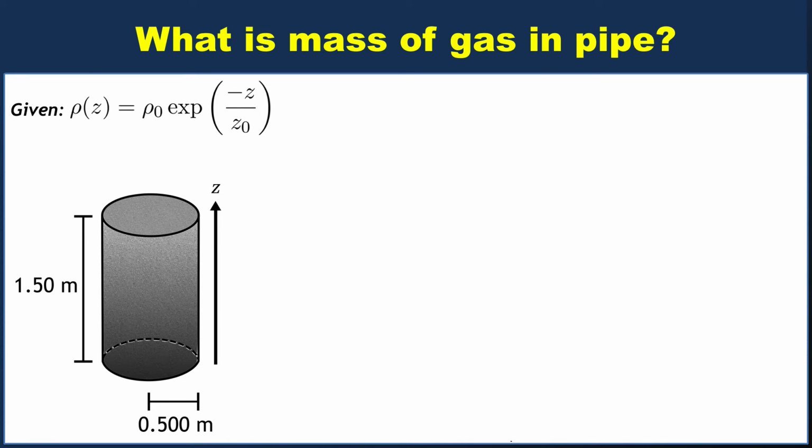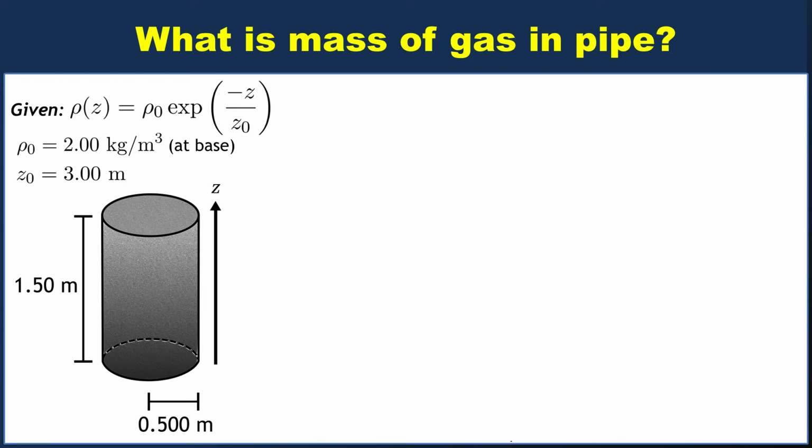So let's assume that the density is in fact a function of height, and more specifically an exponential function, where the constant rho naught tells you the density at the base of the pipe, and this other constant z naught, often called the scale height, tells you the distance over which the density varies by a factor of e.